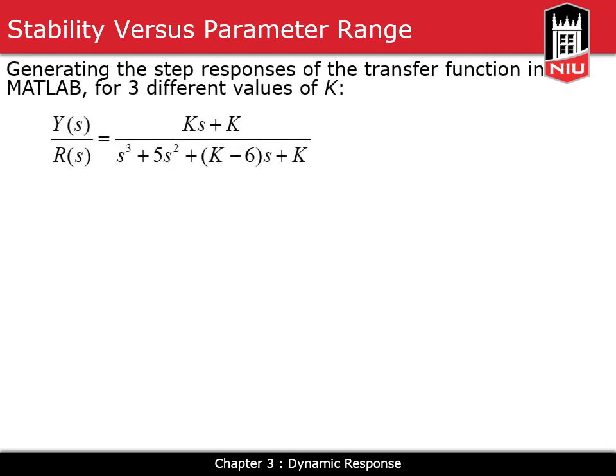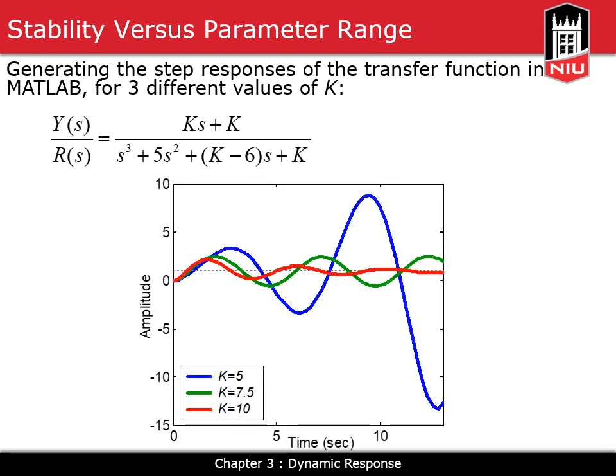Generating the step response of the transfer function in MATLAB for three different values of K. So let's pick three different values, K being 5, 7.5, and 10. And we are seeing the step response. That means the input is the unit step function. Remember we said K being 7.5 or K being greater than 7.5 is the range for stability.